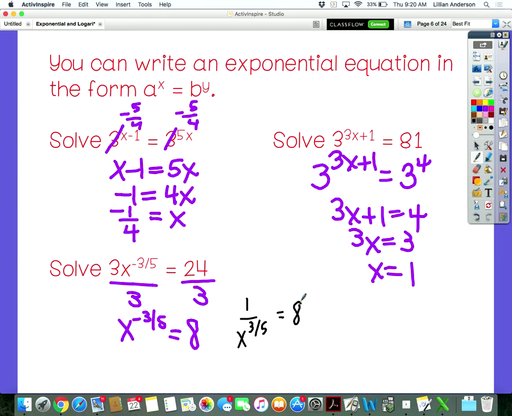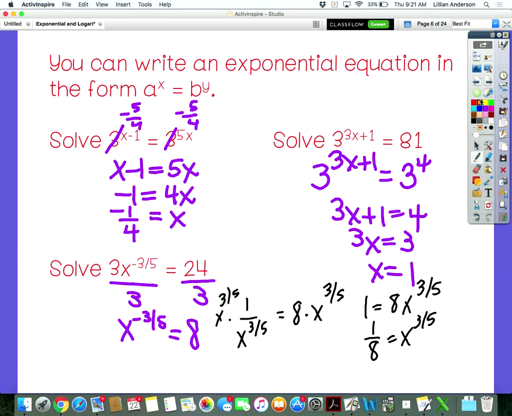How would you get the variable out of the denominator? You multiply both sides by that variable. So you have 1 equals 8x to the 3/5. Then what? Divide by 8. And then what? You could take the fifth root. Do you know what the fifth root of 8 is? No? It is a weird decimal.